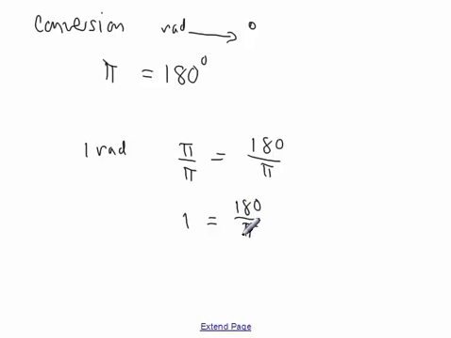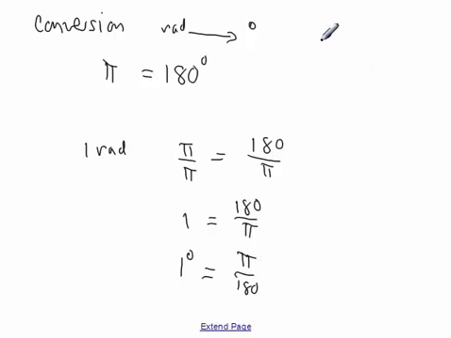Then when we want degrees, if we want 1 degree, we should divide this by 180. Then if we divide this side by 180, we get 1 degree. And this side, we're going to have pi over 180. So now this number, pi over 180, without units, becomes a conversion factor from degrees to radians.